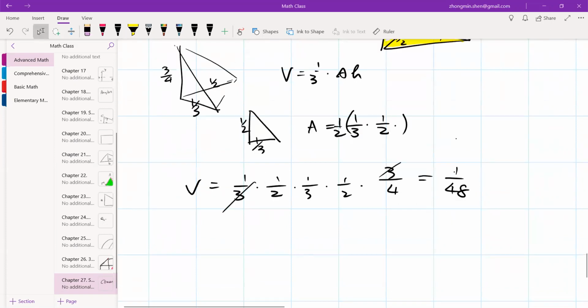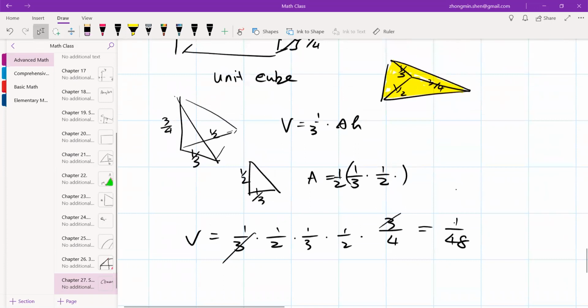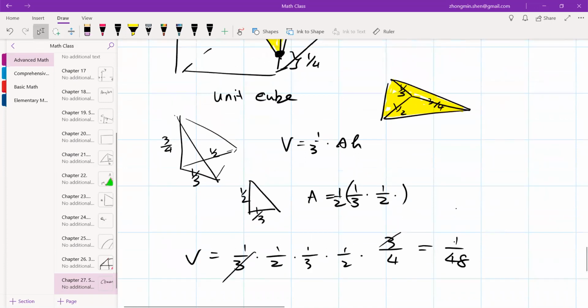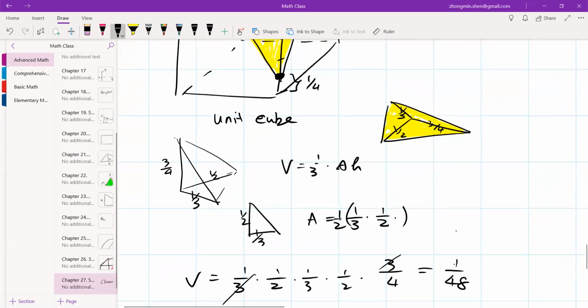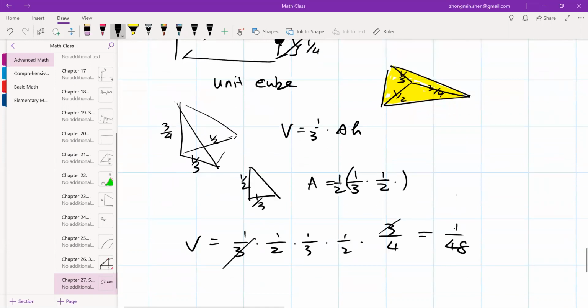All right, so this corner is a cone-like solid, okay? It depends on how you put the base. Technically you can put this corner on the table like this as the base, and it's still possible to find the height, but it's very complicated numbers. So I'm not going to do that, okay? But if you put it in this form, the height is 3/4.